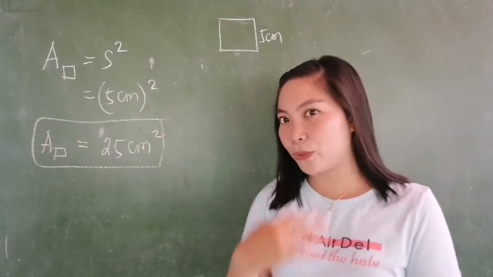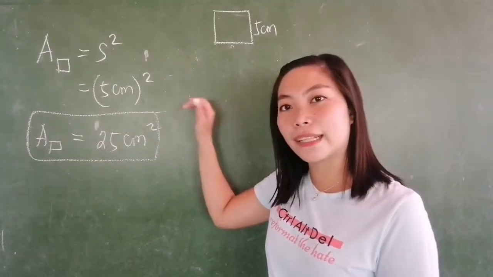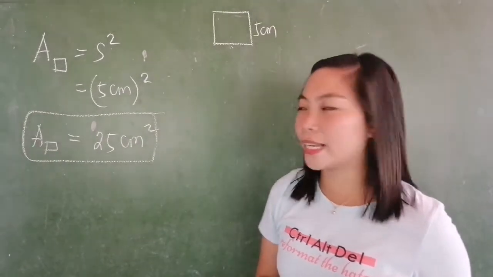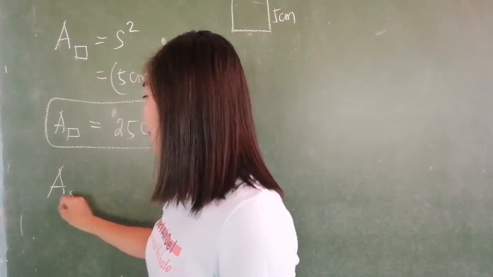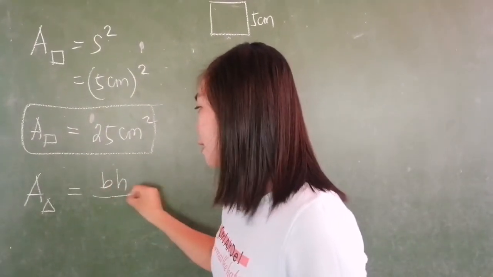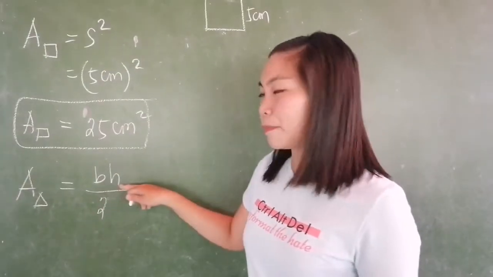Okay, ngayon, ipagpatuloy po natin yung discussion natin. So, aside from rectangle and the square, let's now have the area of a triangle. So, yung area po ng triangle, area of a triangle, that is base times height divided by 2. Okay, so base times height naman po tayo.